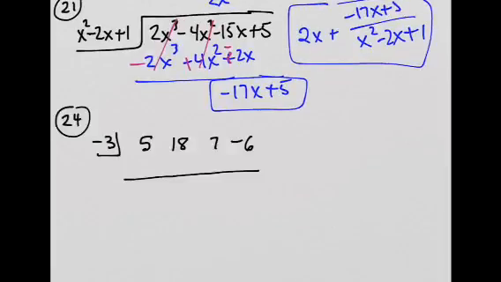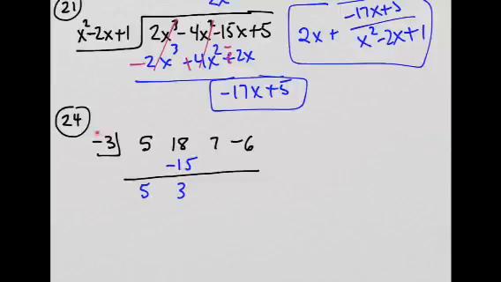Alright, so for 24 through 30, we're going to use synthetic division to find the other factor. Let's see. So I put it in order already in standard form, just writing down the coefficients. So the first step is bring down the 5. Then you multiply the 5 with the negative 3, and you get negative 15. You combine these two numbers right here, so that gives you 3. And then you just repeat the process.